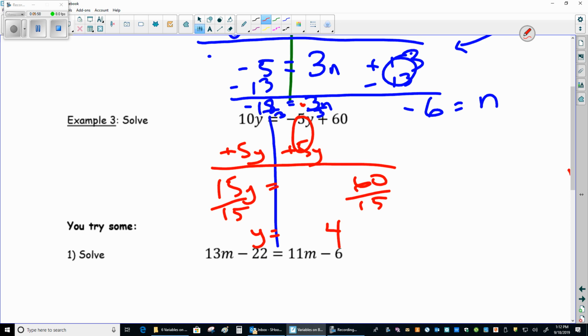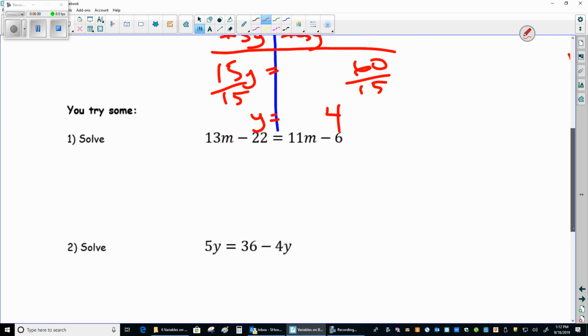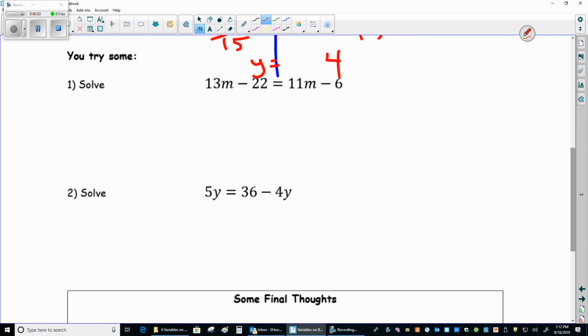So what I want you guys to do now is try these two. Why don't you pause the video, try them both, and then unpause it to see if you were successful.